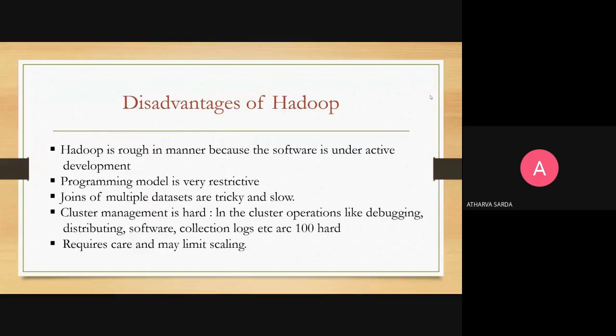Well, as every coin has two sides, there is also a darker side to Hadoop. Let's look at some disadvantages of Hadoop. Hadoop is rough in manner because the software is under active development. As it produces many updates, sometimes it is very rough in use. The programming model is very restrictive. Joins of multiple data sets are tricky and slow, which causes delay in our work.